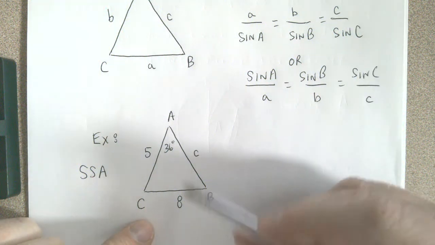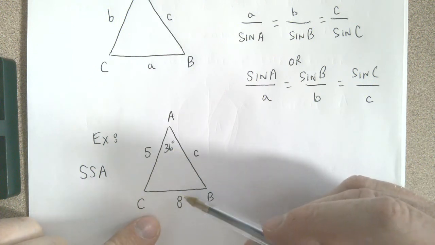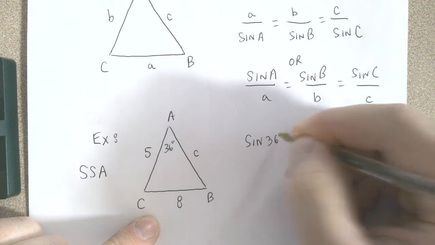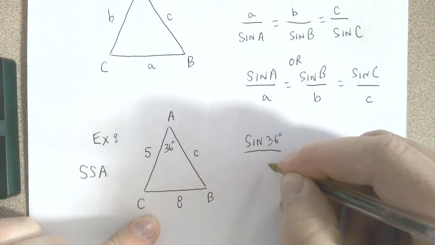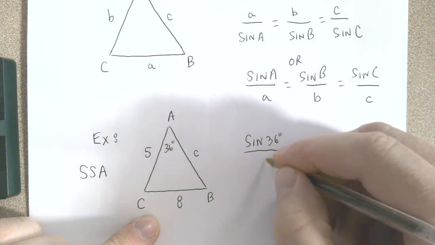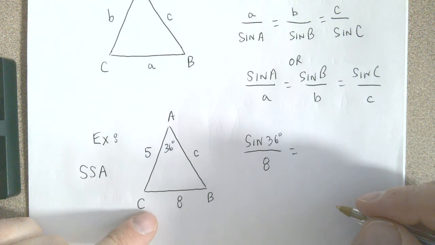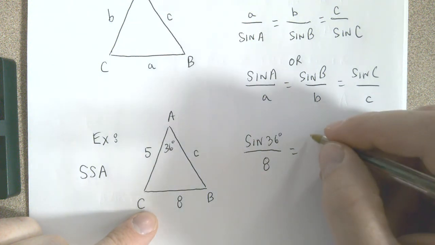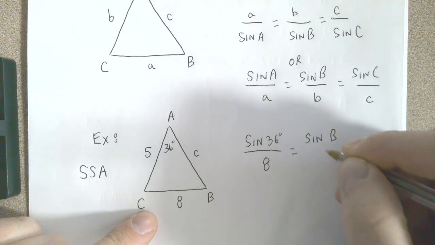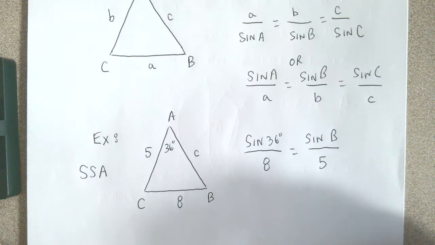Again, good to use the 2 pieces of information. So let's use the angle A and side A. So we can say the sine of 36 degrees, I'm going to use the second formula here, over 8 is equal to the sine of angle B over 5.